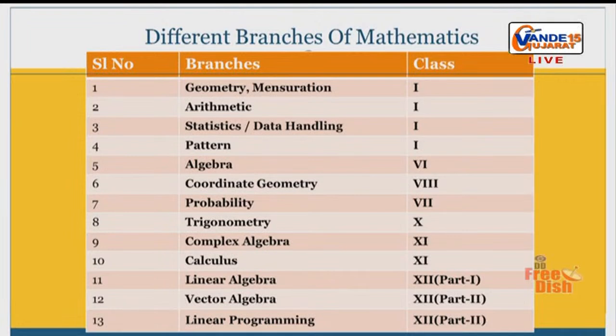And then the different branches of mathematics. Geometry, mensuration, arithmetic, statistics, data handling, and patterns start in class 1, and these are the other topics. Algebra is introduced in class 6, coordinate geometry in 8, probability in 7, trigonometry in 10, complex algebra in 11, calculus in 11, linear algebra in 12, vector algebra in 12 and linear programming in 12. So, these are the broad classifications of where the new branches of mathematics are introduced.